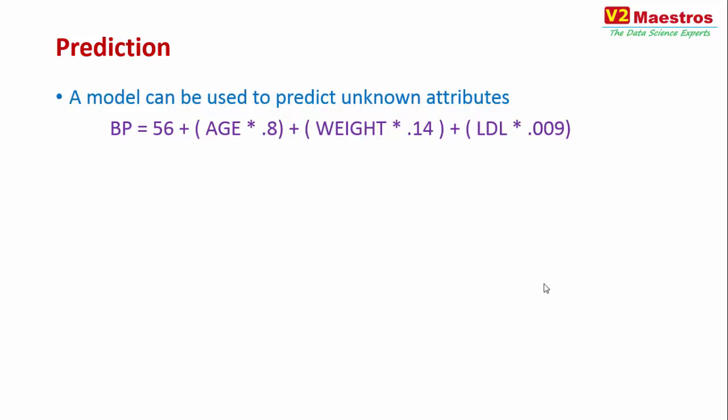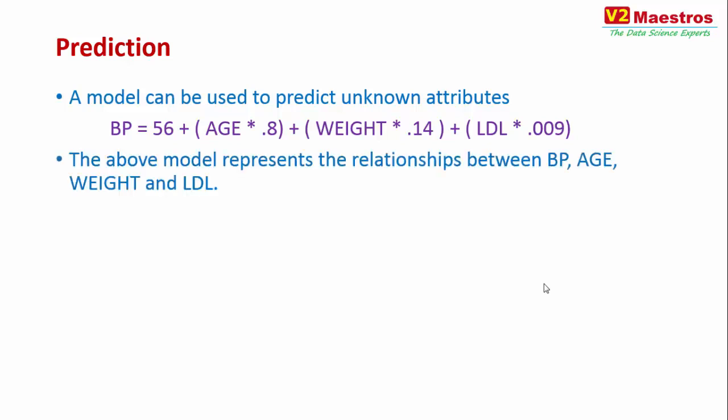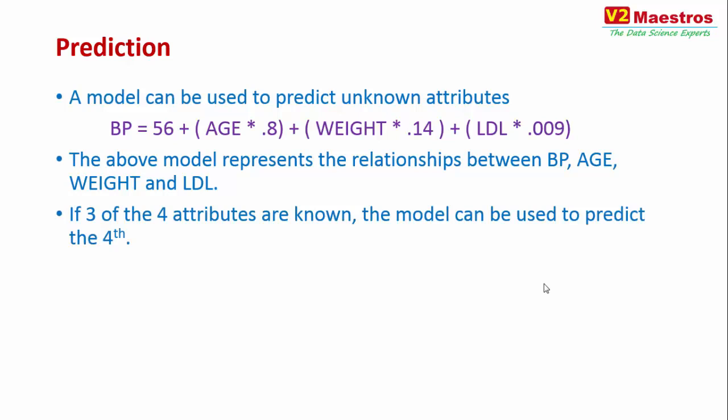So you have here a formula that relates 4 attributes: blood pressure, age, weight, and LDL. Now what this means is that if you know 3 of these 4 attributes, you can predict the 4th one. So that is what we call prediction. When you compute, you can say compute or you can say predict. When you say compute, you are guaranteeing 100% accuracy, that you know this is the formula. When you are predicting, you are mostly approximating.